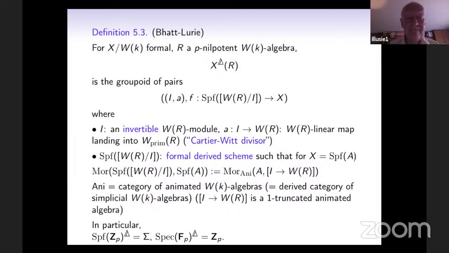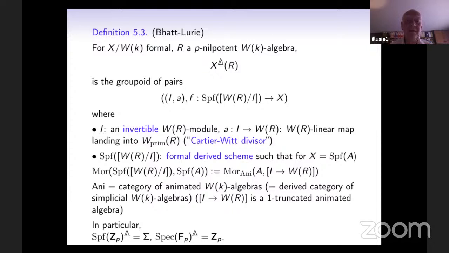So then, to that you can associate, you can look at this invertible module I going to W(R). You view this as a complex of length one in degree minus one and zero. And in fact, it's an algebra. It's a differential graded algebra. And then you can view it, if you like, as a truncated simplicial algebra in degree minus one and zero. And then you can view it as a simplicial algebra. And then you can view it as what Bhargav called an animated ring. So when you have a ring A, then you can look at the morphism of animated rings from A into this animated ring. And that gives you the point, at least on the affine X.